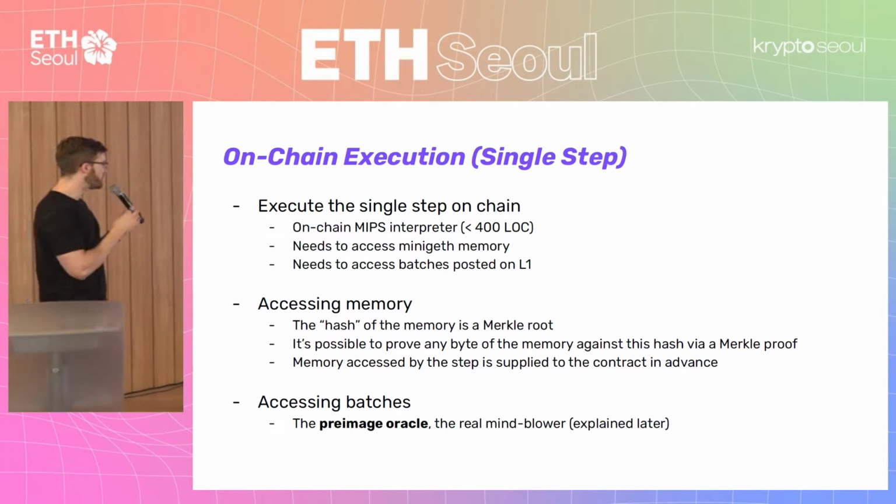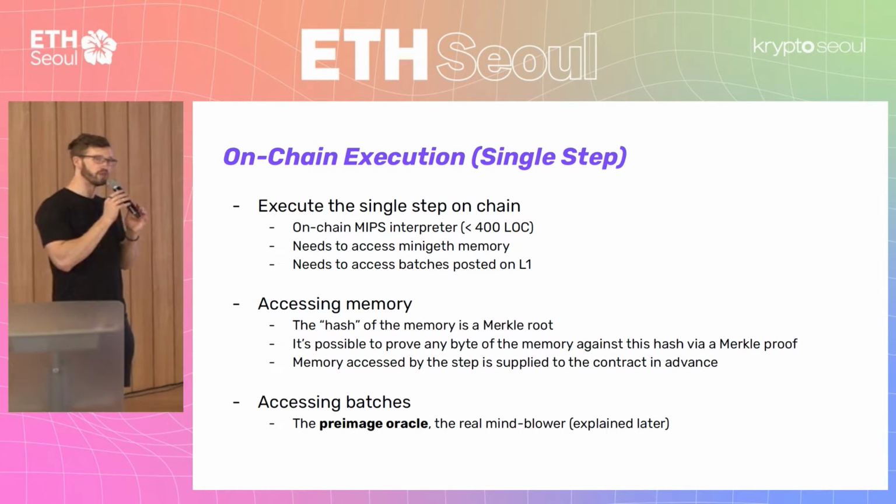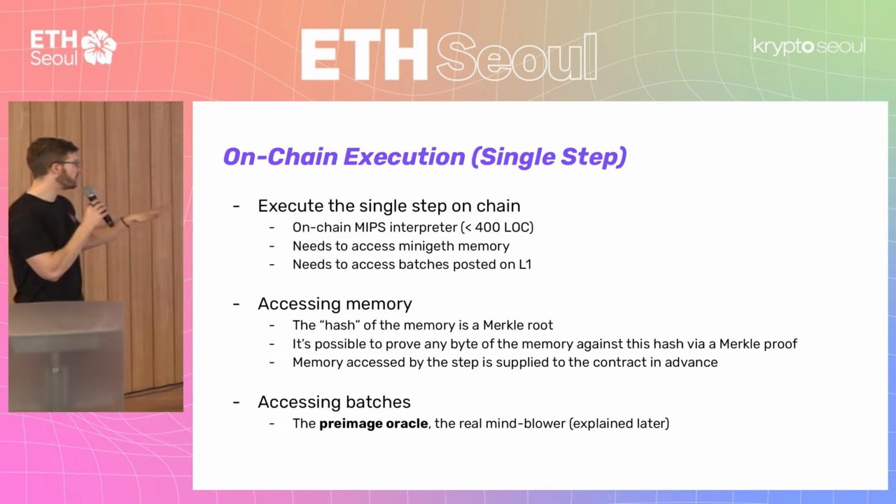To access the batches, and I should have said, these transaction batches are posted to Ethereum, but they are not stored in the EVM memory, because that would be too expensive. Instead, they are posted as call data, so they live within the transactions. And to access them, we use something called a pre-image oracle, and this is what I will explain next.